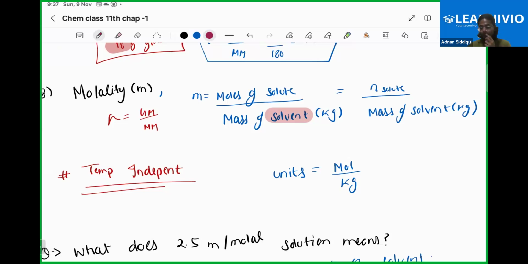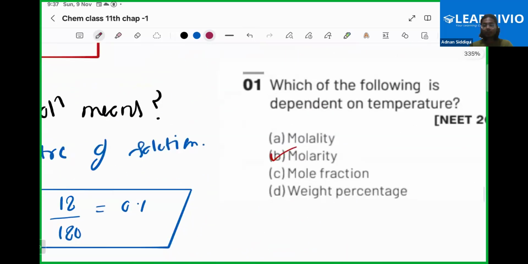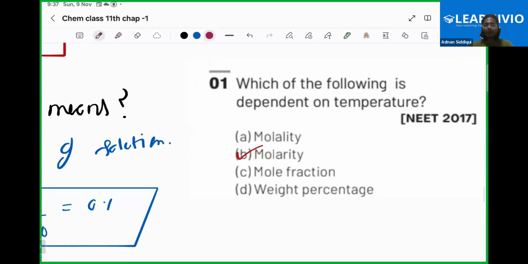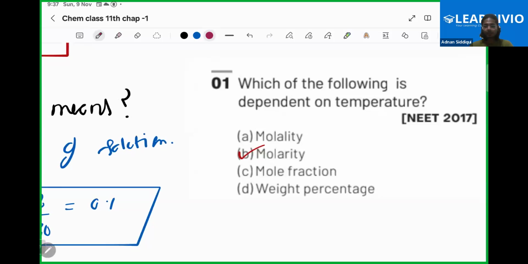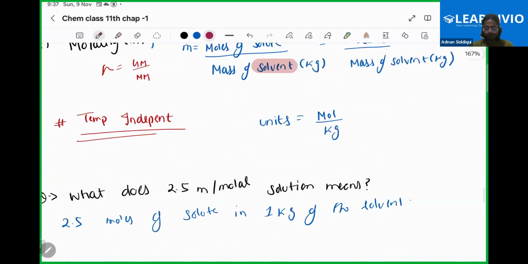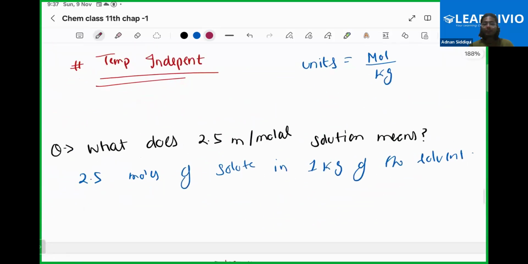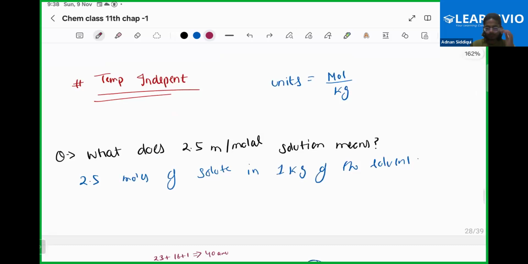So if they ask you which of the following is temperature dependent or independent, the dependent one is molarity and the independent one is molality. If they say 2.5 small m or molal, molal means molality, molar means molarity. That means 2.5 moles of solute in 1 kg of solvent. Any doubts? If they give molar, it will be liters of solution.